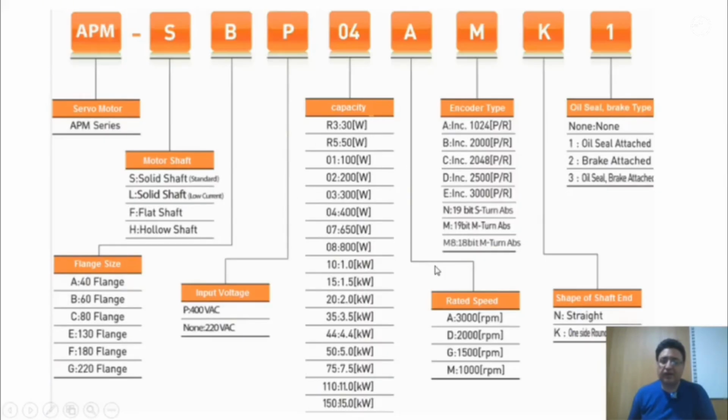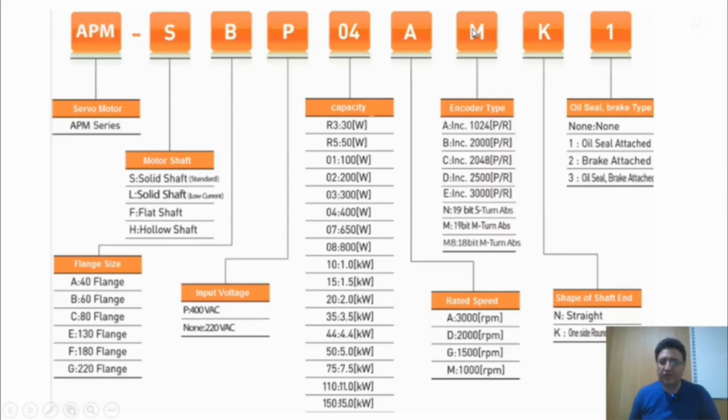The next letter indicates the motor speed, which ranges from 3000 RPM to 1000 RPM, and we can select one of these based on our requirements. The next letter indicates the type of encoder used in the servo motor. In servo motors, usually two types of encoders can be used: incremental encoders and absolute encoders.